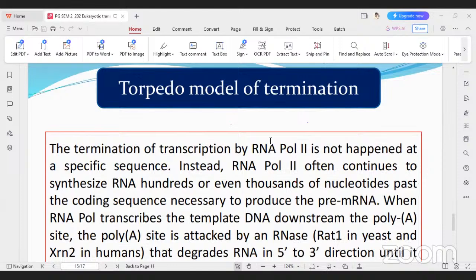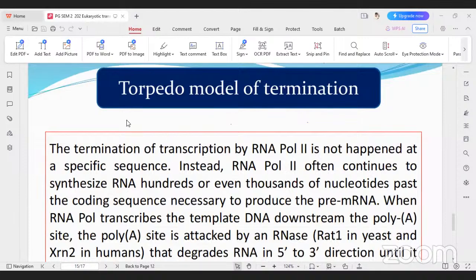Termination. Eukaryotic genes actually have no strong termination sequences like prokaryotes. In prokaryotes, there is the rho factor, a specialized sequence, but in eukaryotes there is no strong termination. The termination event occurs at multiple sites located 1000 to 2000 nucleotides downstream from the site that becomes the end of the 3' end. Actually, the mRNA starts from the 5' end and goes towards the 3' end.